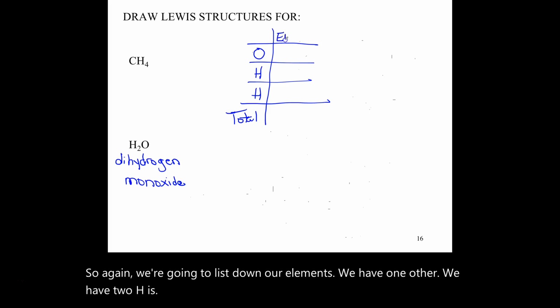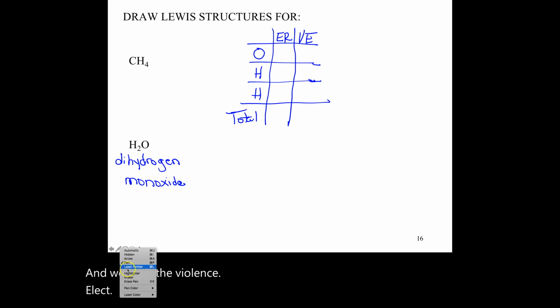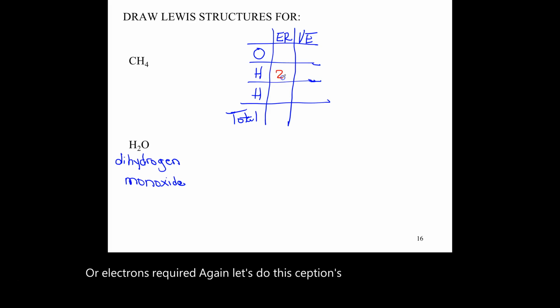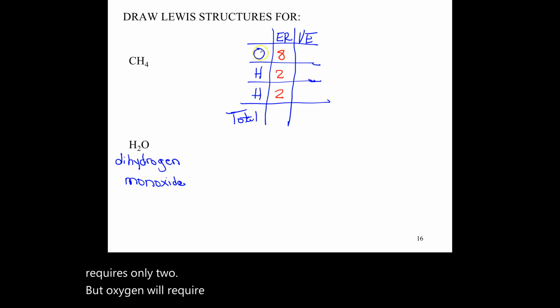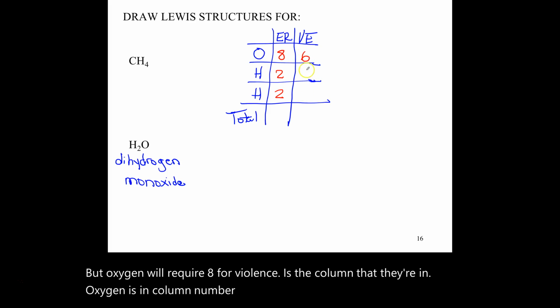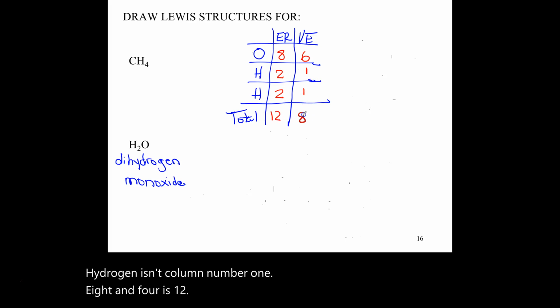we have the electrons required, and we have the valence electrons. For electrons required, again, let's do the exceptions first. Each hydrogen requires only 2, but oxygen will require 8. For valence, it's the column that they're in. Oxygen is in column number 6. Hydrogen is in column number 1. 8 and 4 is 12. 6 and 2 is 8.